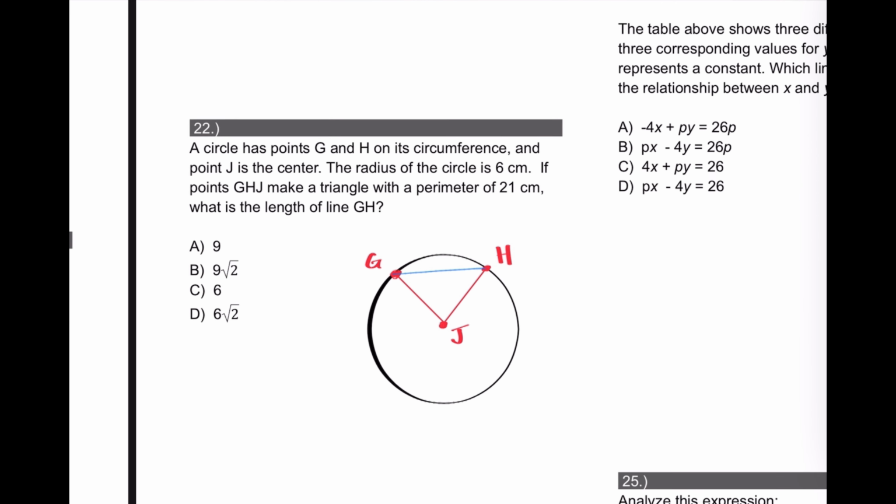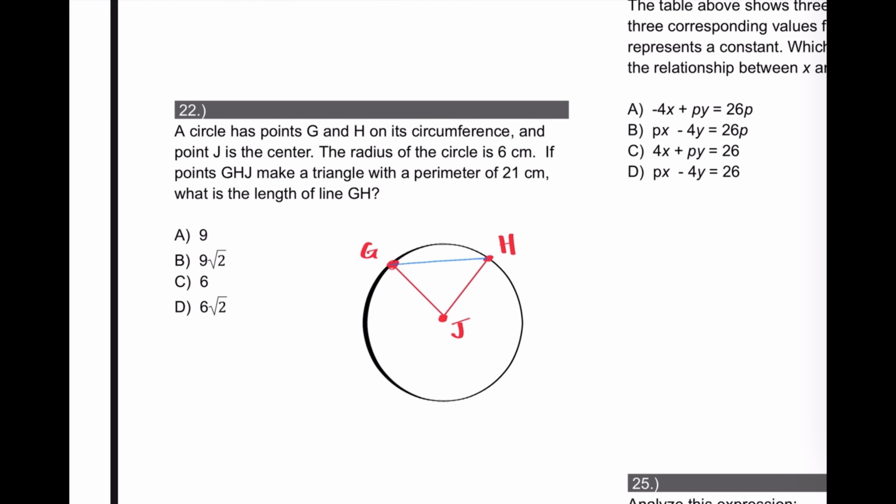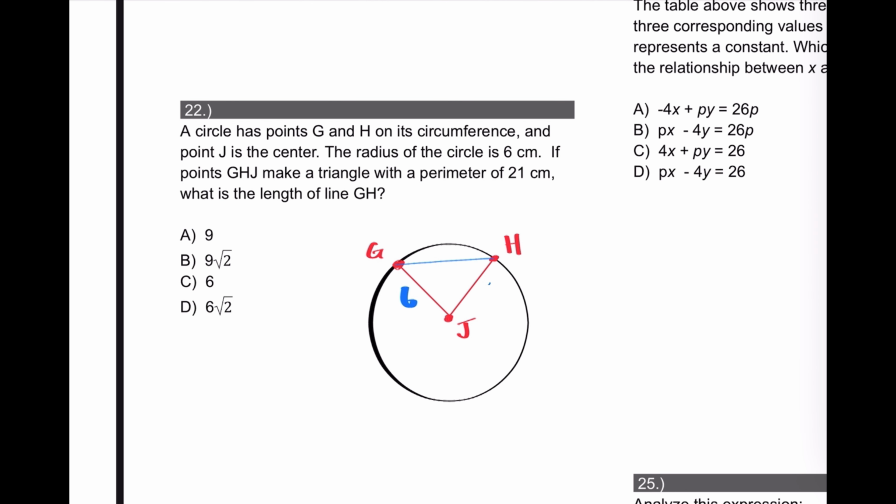22. A circle has points G and H on its circumference and point J in the center. I've drawn a picture there so you can visualize it on your test. You probably want to do that so you could do the same thing. It says the radius of the circle is 6 centimeters, so this and this here would be 6. If points G, H, J make a triangle with a perimeter of 21, what is the length of line GH? So we're looking for this length.